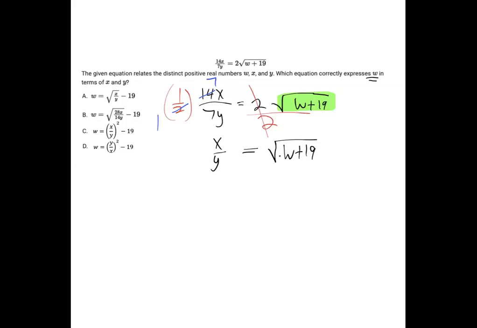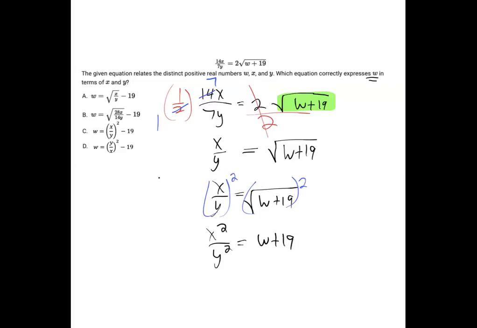Now that we have the radical isolated, we can square both sides. So let's just rewrite it. And let's square both sides. And that'll give us x squared over y squared equals w plus 19. And if we want w by itself, we can now just take away the 19, and we'll get w equals x squared over y squared minus 19, which is answer choice C in this situation.